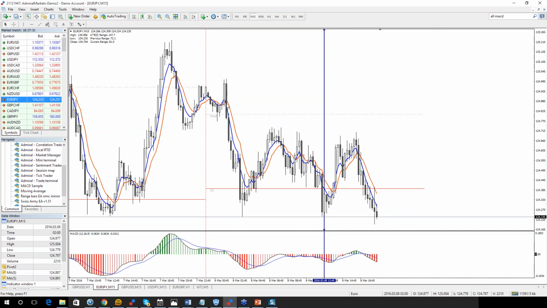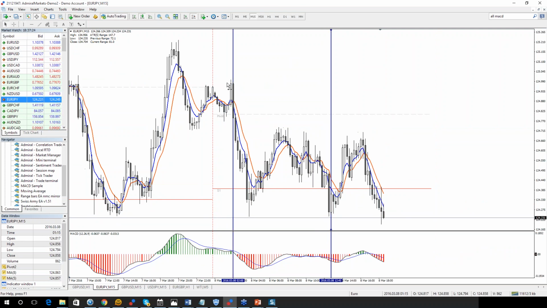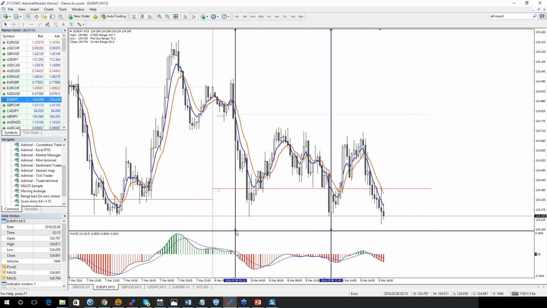You see here the first breakout. And you look at the time, 2:15. So actually, right, Asian session. So this was a signal actually. This candle here, because MACD crossed here. Okay.